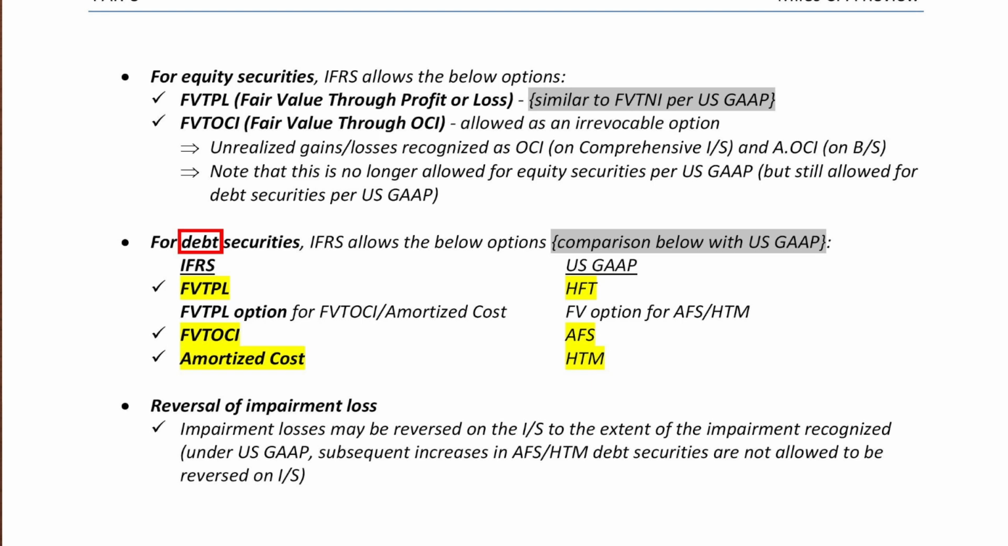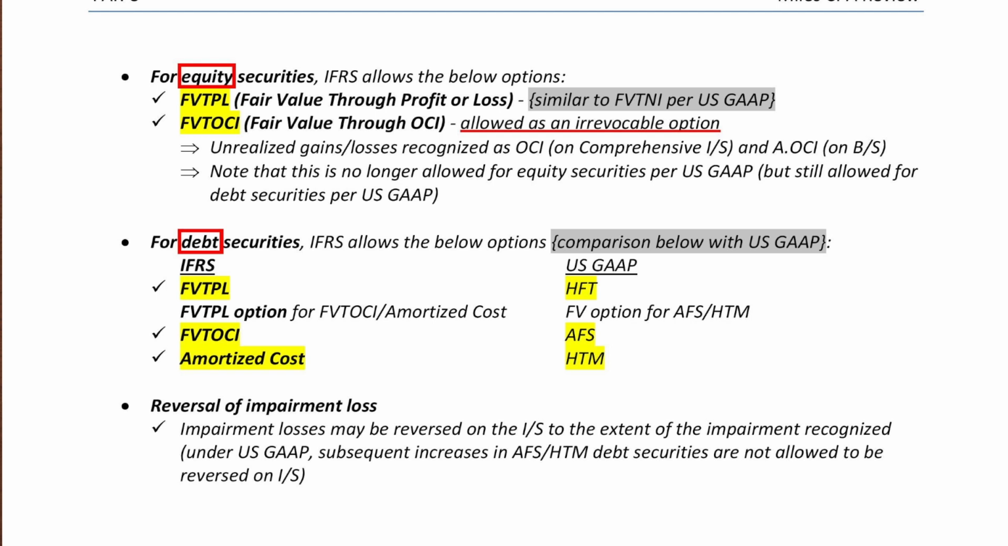Now let's move up and put a box around equity securities. Under equity securities, IFRS allows the below options. The first one, FVTPL. That's fair value through profit or loss. And it's same as fair value through net income that we looked at under US GAAP. Now, under IFRS, for equity securities, there is an extra additional option, which is fair value through OCI or FVTOCI, which is allowed as an irrevocable option.